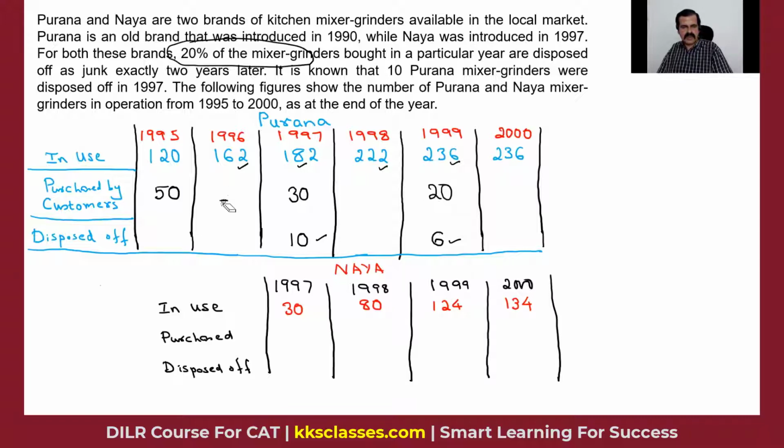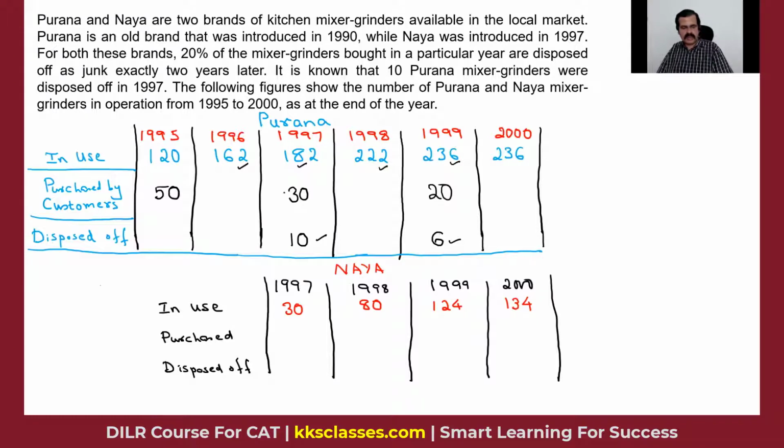To find this out in 1996, for example, if I have to calculate this, then I should have this number, right? How much was disposed of? I would not be able to do that without this. So I would not be able to do any further calculation on this. So that's it with respect to the Purana mixer grinders.